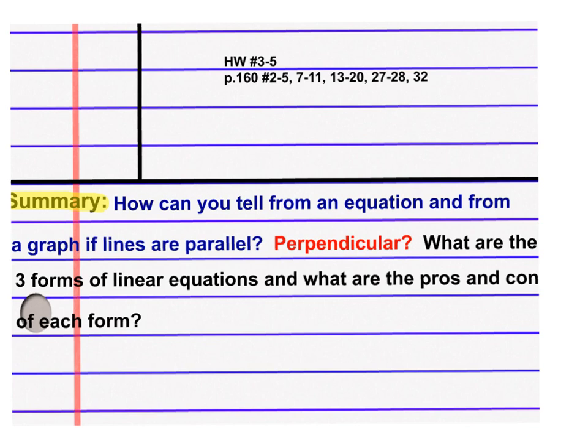Lastly, because this is really important, it's one of the biggest 8th grade standards, so take your time on this question. What are the 3 forms, so the point-slope, standard, and slope-intercept, what are the 3 forms of linear equations, and what are the pros and cons of each form? If you need to, you can go back and look at the vocab section of your notes, and all that will be in there.